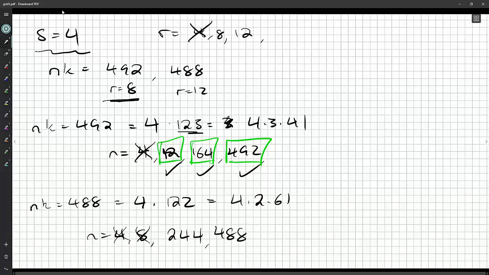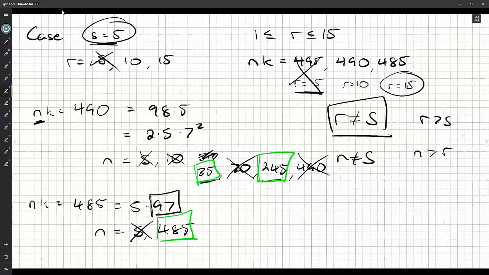So 488, when I divide by 8, I get 61. So that's an even division. That would have made S 0. That's not allowed. 244 when I divide by 8 gives me a remainder of 4, so we're good to go. So that's our 7th possibility. So I'll say I have 4 on this page, 3 on this page.